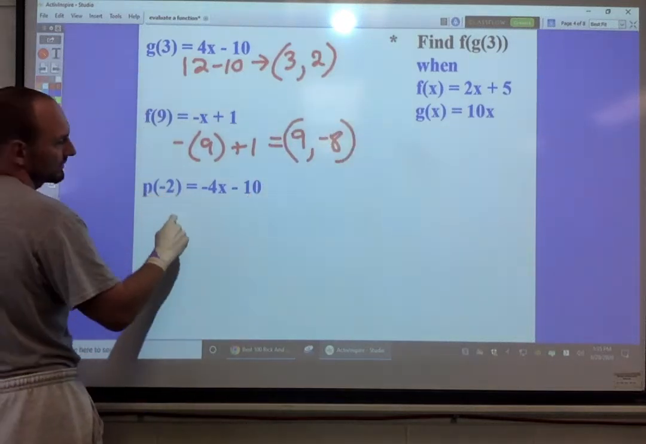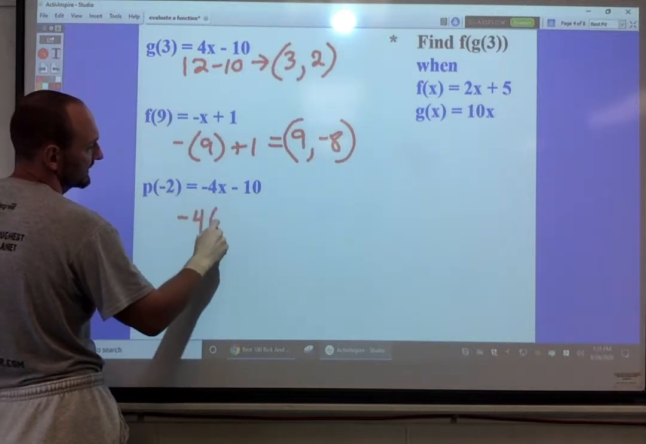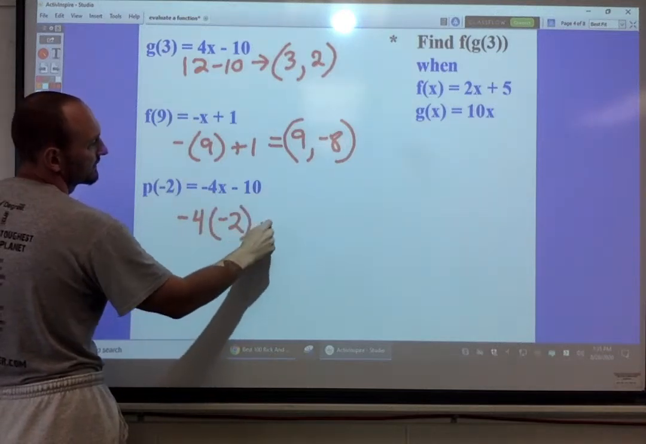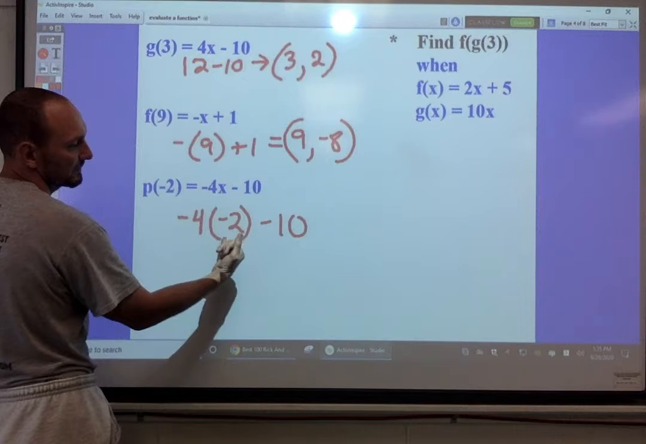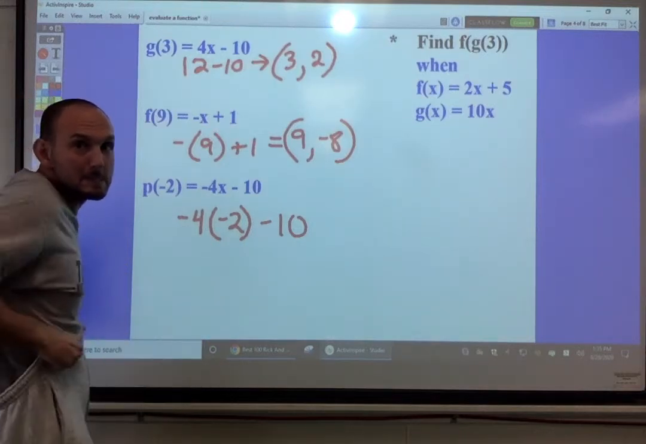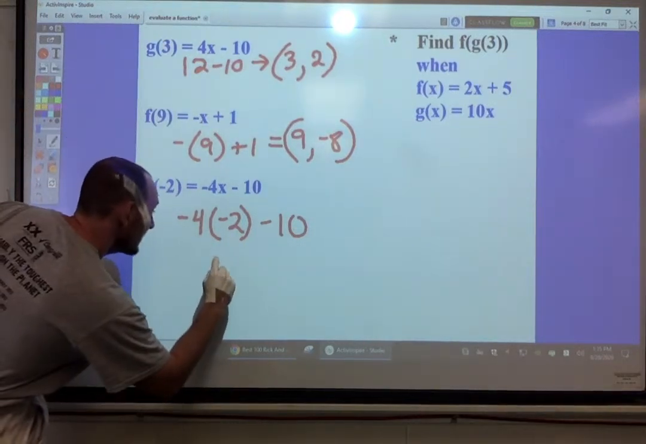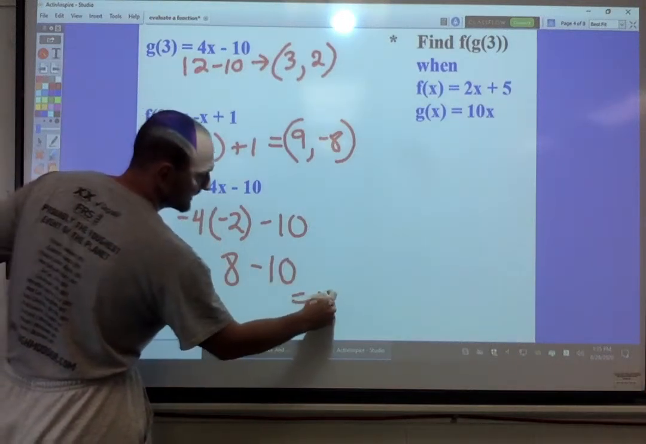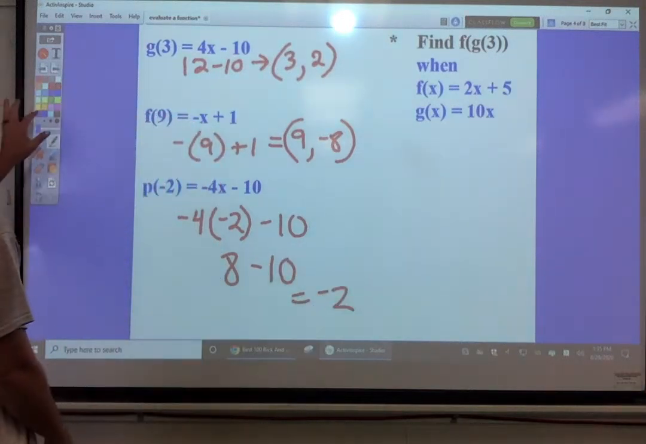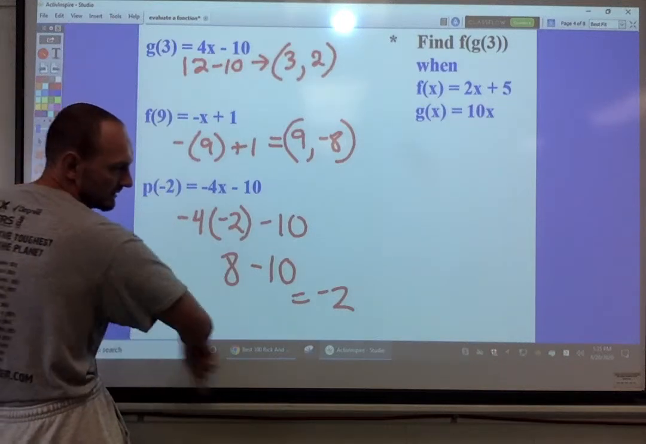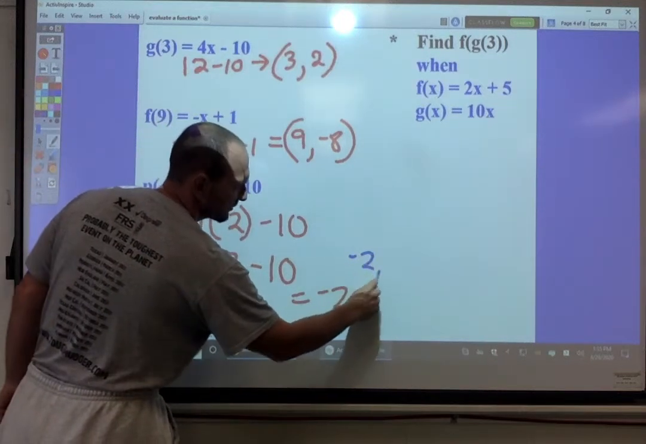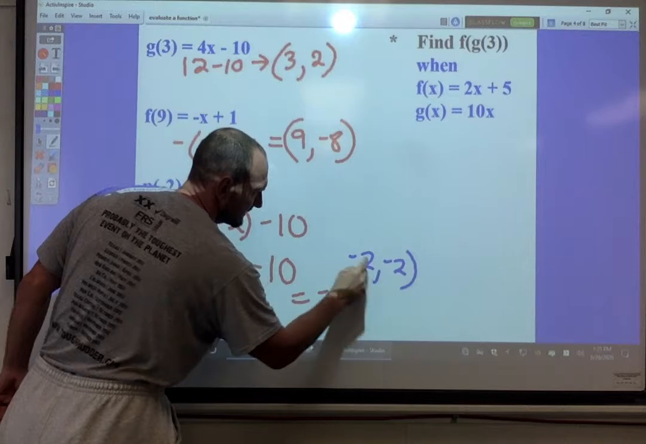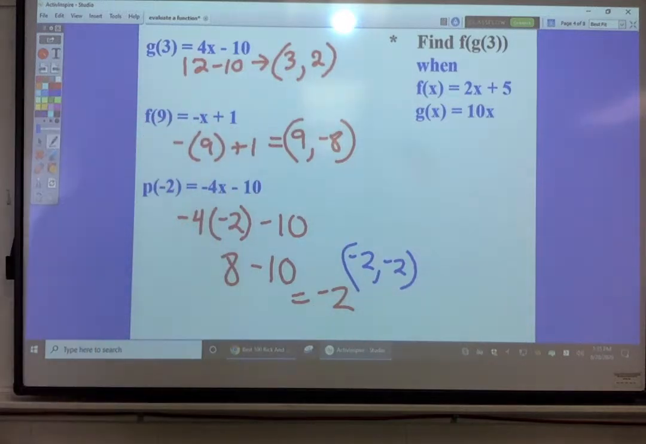Take the negative 2. So here's where those parentheses kind of come in handy. Be careful. Negative times negative is a positively awesome answer. I'm positive it's positive. 10 equals negative 2. So when x is a negative 2, its y value is a negative 2. Now it's up to you.